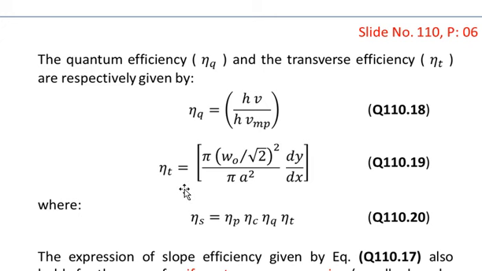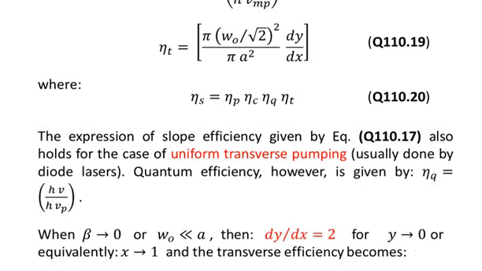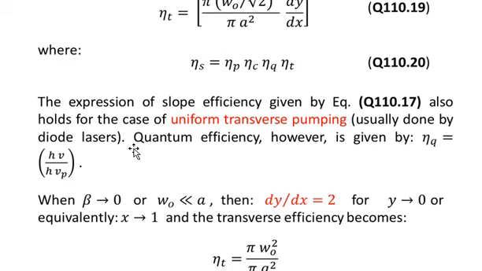Now you see that the slope efficiency eta s is equal to the product of these four quantities, which is eta p pump efficiency multiplied by eta c conversion efficiency multiplied by eta q quantum efficiency multiplied by eta t, which is the transfer efficiency. So here the slope efficiency is the product of these four efficiencies. These efficiencies have also been discussed previously.